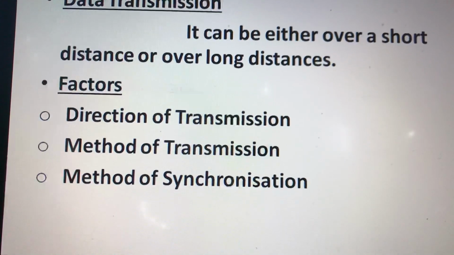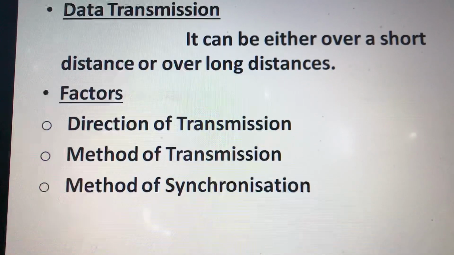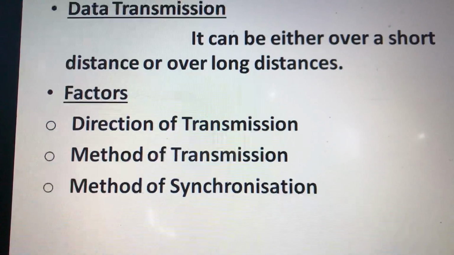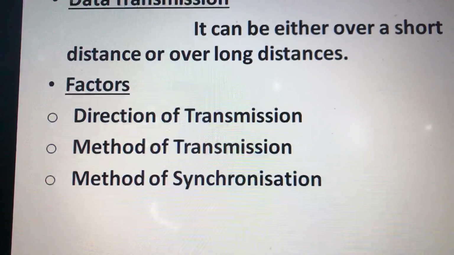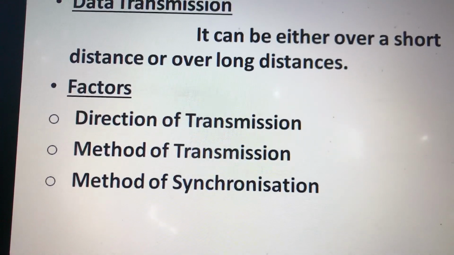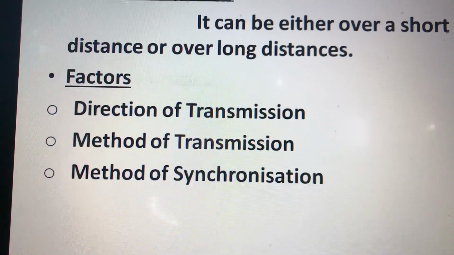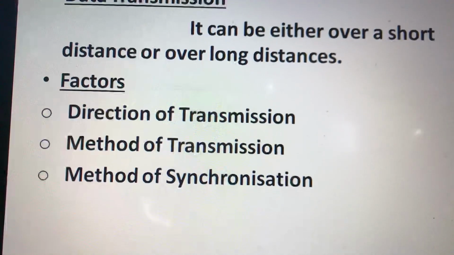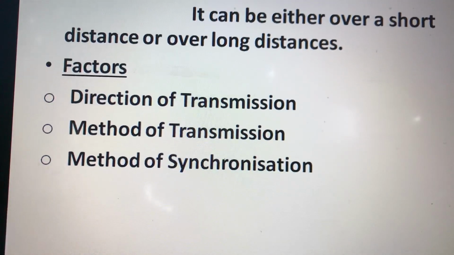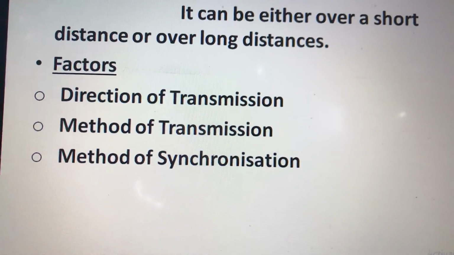Factors that affect the data transmission. Number one is direction of transmission. And these factors are agreed by both of the entities, that is sender and the receiver. Number one is direction of transmission, that is in one direction only or in both directions. That is, either a sender can send a message or a receiver can also send the message. These are to be agreed before sending.